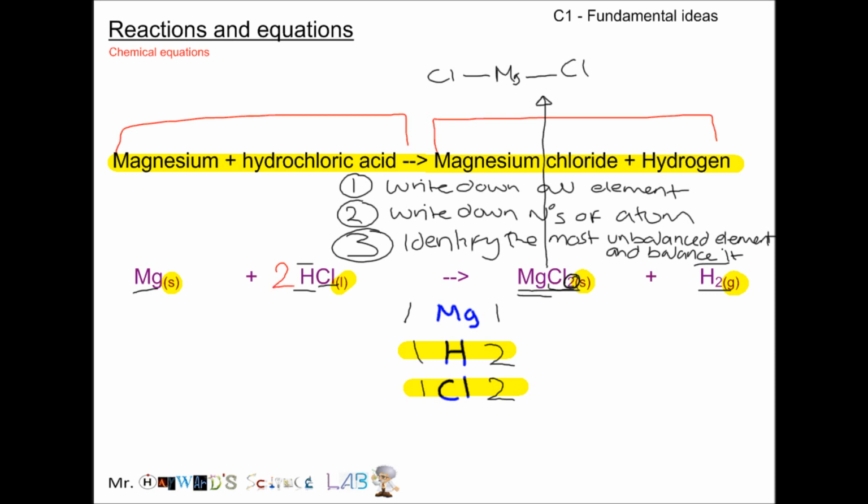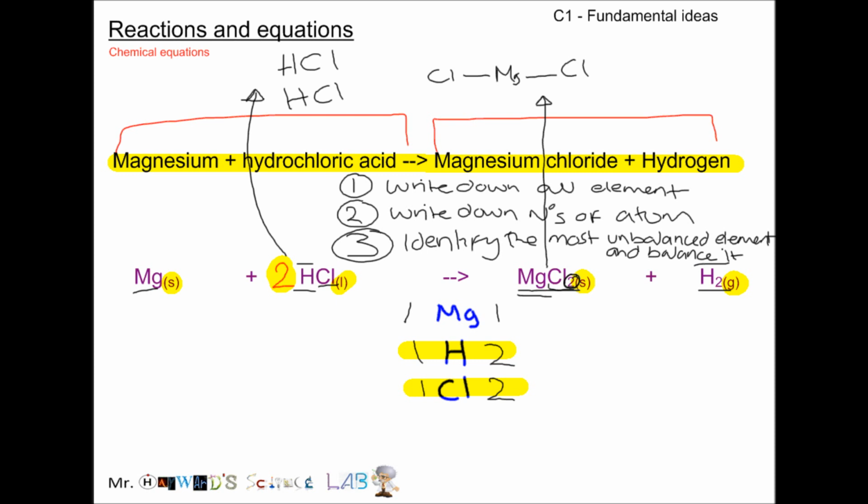Now this number in front is actually called the coefficient. And this is different to the subscript. It actually affects the whole compound. Because what we're saying now is we've got 2 hydrogen chlorides. Okay, we've not just got one anymore. We're not saying we've got 2 hydrogens. We've got 2 hydrogen chlorides.